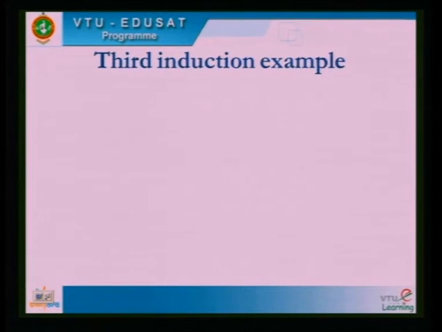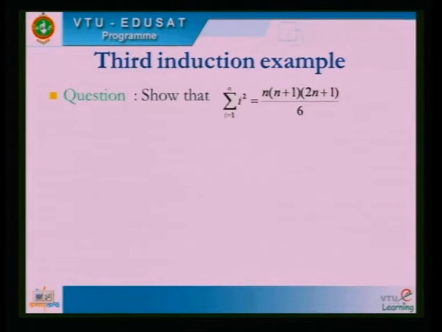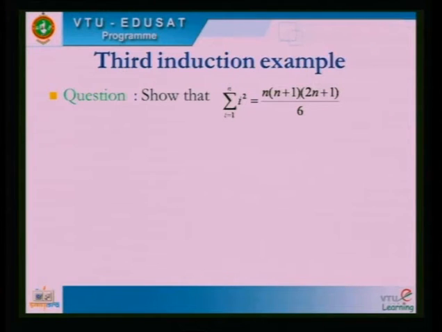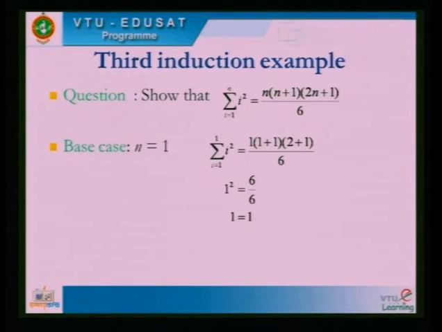Next we give another example related to induction. Show that the summation of i squared, i running from 1 to n, equals n into n plus 1 into 2n plus 1 by 6. We are frequently using this formula. You know that 1 square plus 2 square plus 3 square, etc., up to n square, the formula is n into n plus 1 into 2n plus 1 divided by 6. Here we show how it is true.